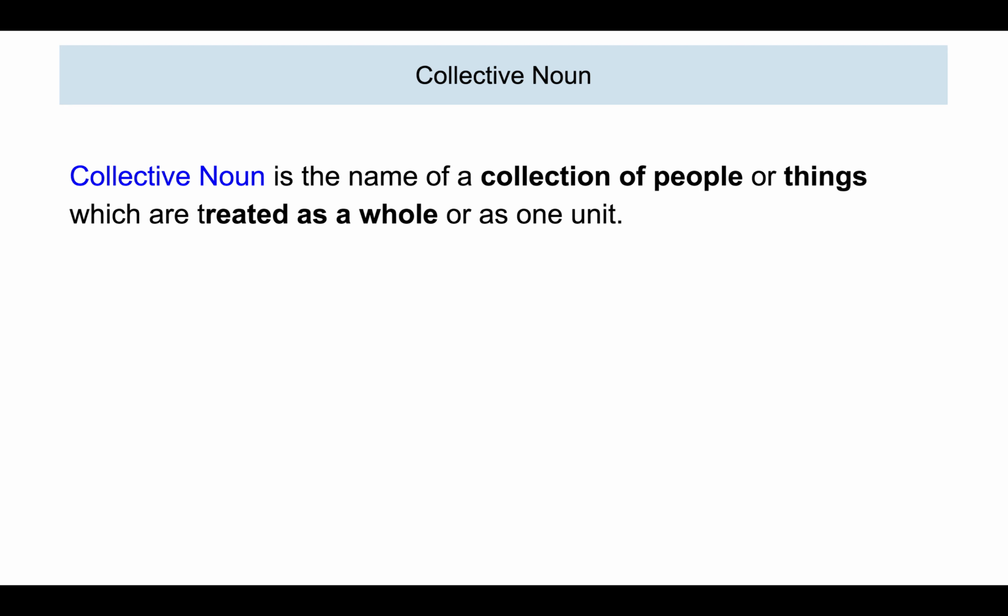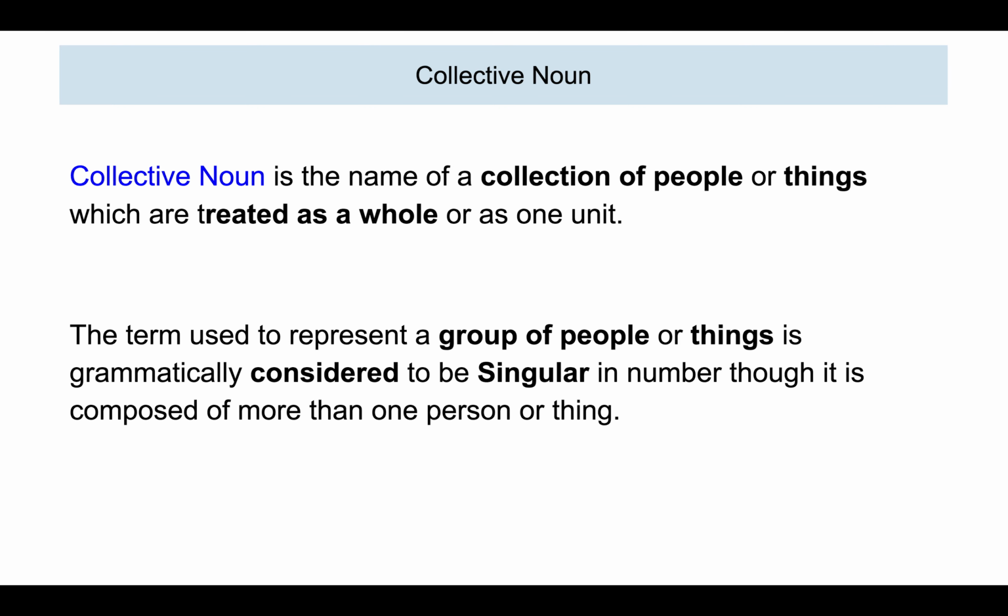What is a collective noun? As the name collective suggests, collective noun is the name of a collection of people or things which are treated as a whole or as one unit. The term used to represent a group of people or things is grammatically considered to be singular in number, though it is composed of more than one person or thing.